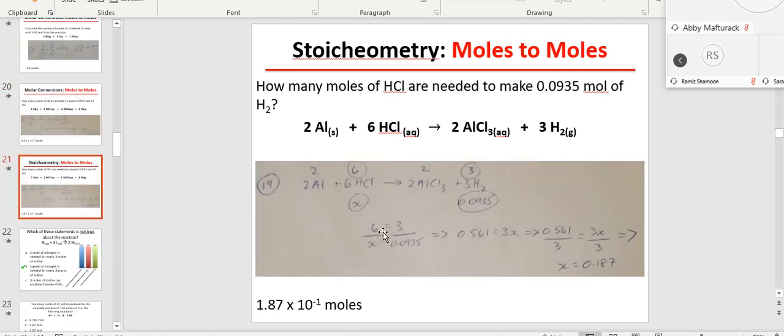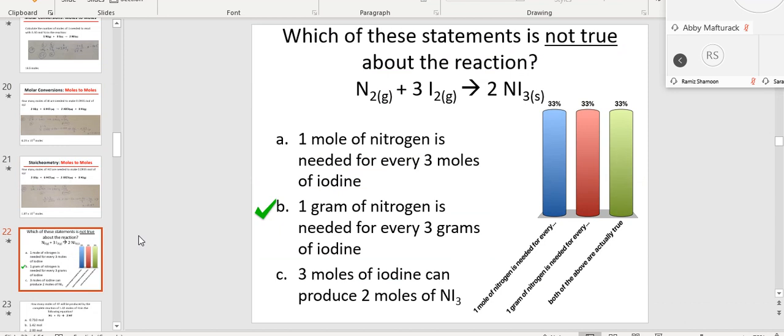There's another one. All right, moles. Let's have a look here. Which of these statements is not true about the reaction? Okay, so it's the same reaction we've been looking at. And which one is not true? A, 1 mole of nitrogen is needed for 3 moles of iodine. Well, it's 1 to 3. Talking moles? Yes. 1 gram of nitrogen is needed for every 3 grams of iodine? No. Molar ratio is 1:3:2. Not grams. All right? Moles. So that's your answer right here.